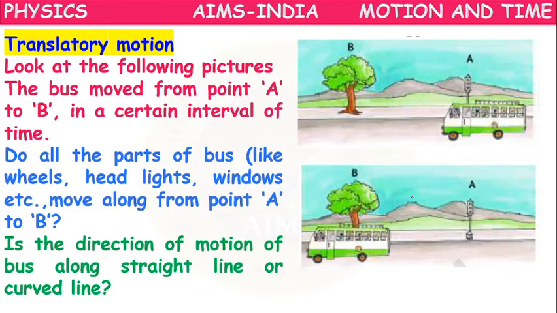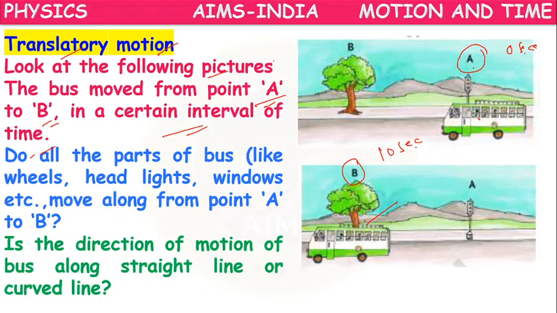So now, let's see the first type, translatory motion. What is translatory motion? Let's try to understand. Look at the following pictures. The bus moved from point A to point B in a certain interval of time. In the beginning, the bus was at point A at 0 seconds, but suppose after 10 seconds, the bus is at point B. Means during some time interval, the position of the bus changed from A to B.